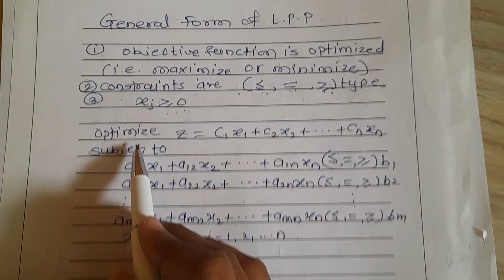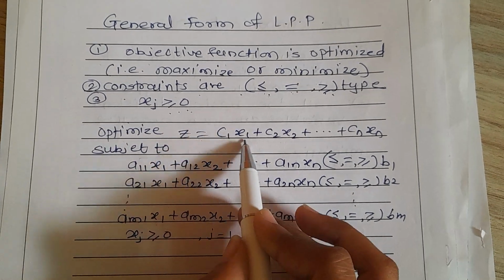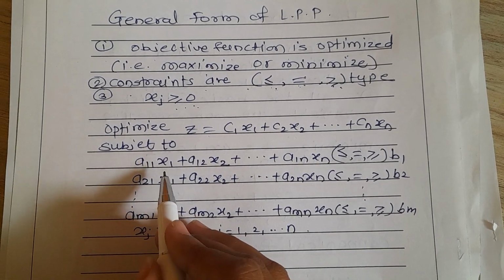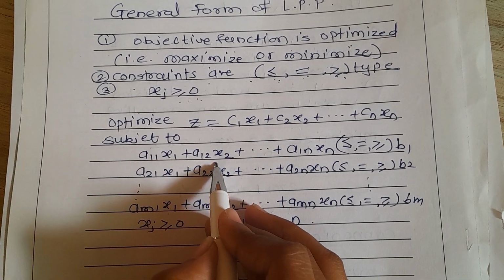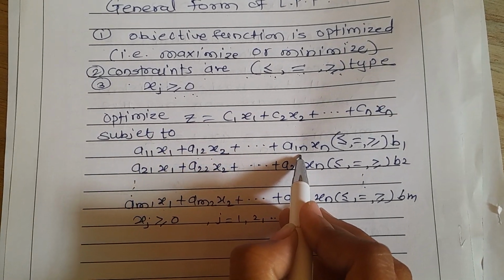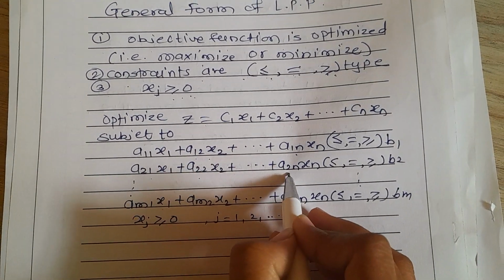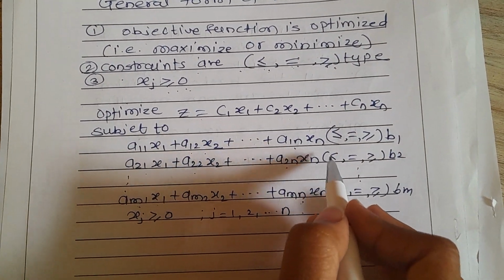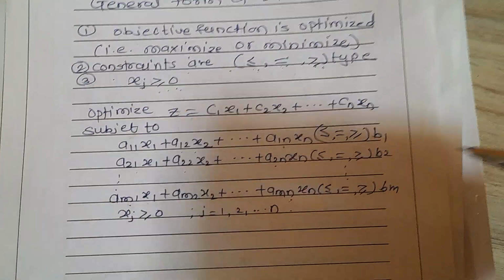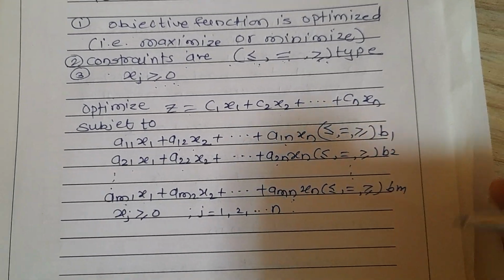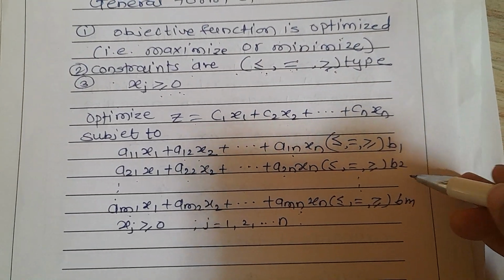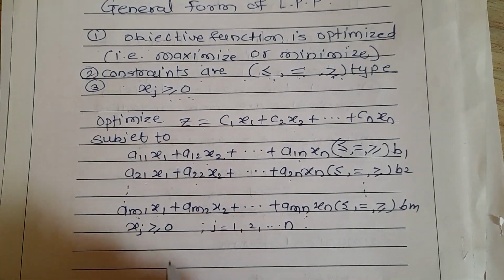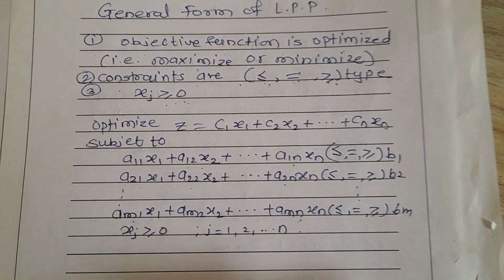The general form is as follows: optimize z equal to c1x1 plus c2x2 plus up to cnxn, subject to the conditions a11x1 plus a12x2 and so on. Here a11, a12, a1n, a21, a22, a2n, am1, am2 and amn are constants, and x1, x2 up to xn are variables. They are also called decision variables or basic variables. Then b1, b2 and bm are constants. This is the general form of LPP.